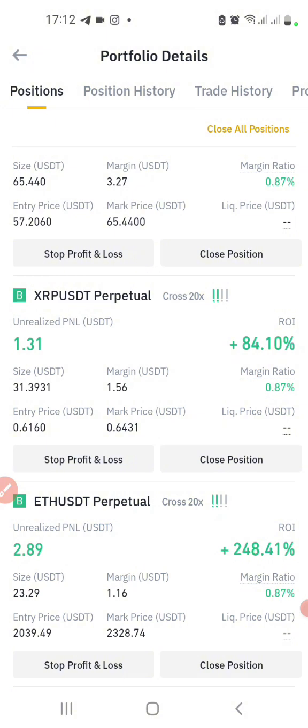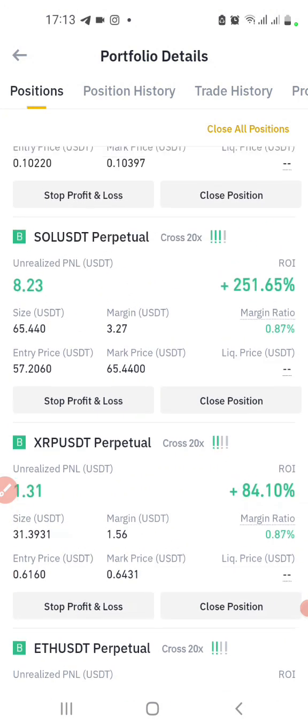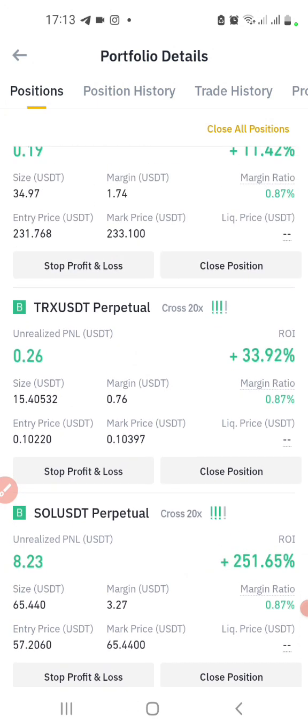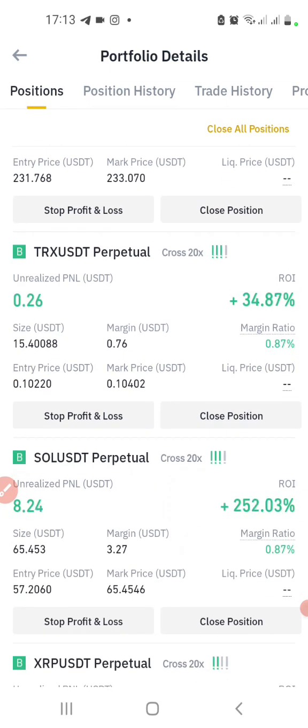Just that the margins that have been given here are very small. As you can see, my margin is 1.16 for Ethereum, and then Repo 156. The margin here for Solana is 327, that is the highest, and Tron is 0.776, and for BNB is 1.74. That is the value for my margins.